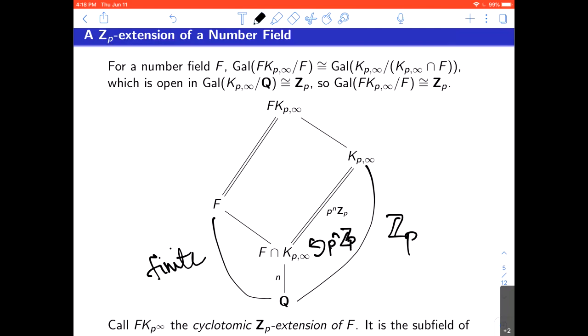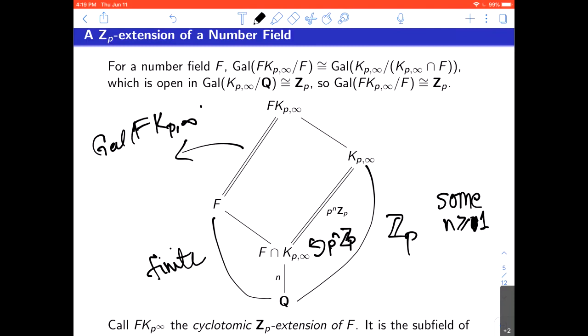And so the Galois group of KP infinity over that intersection for some n, who knows what it is. And so therefore, this Galois group here, just like in finite Galois theory, you can kind of do this translation stuff. This will be isomorphic to ZP because all closed subgroups inside ZP other than 0 are actually isomorphic to ZP. And so in this way, we get a ZP extension of F, taking the composite with the ZP extension of Q that I constructed before.